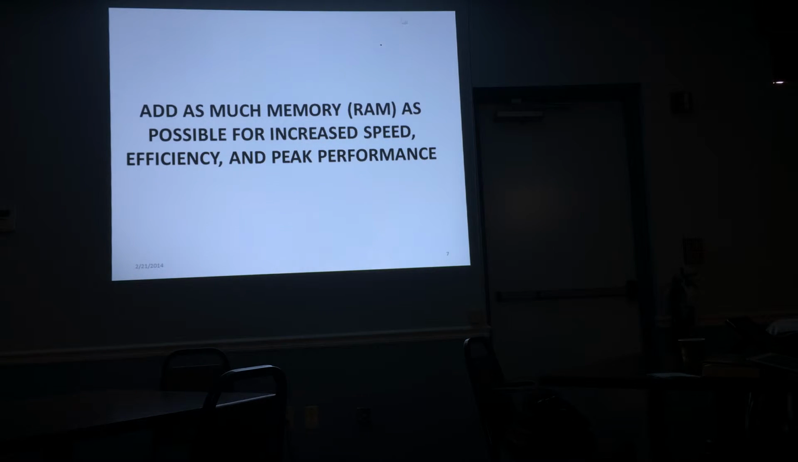A great way to increase the efficiency of your computer is to add as much RAM, random access memory, as possible for increased speed, efficiency, and peak performance. Now, how many people have Windows XP? Okay, you're sort of limited because XP has a 4 gigabyte barrier on RAM. That's as far as you can go. And if you have an XP machine, it normally doesn't even see 4 gigabytes. It sees about 3.25, 3 1/4.